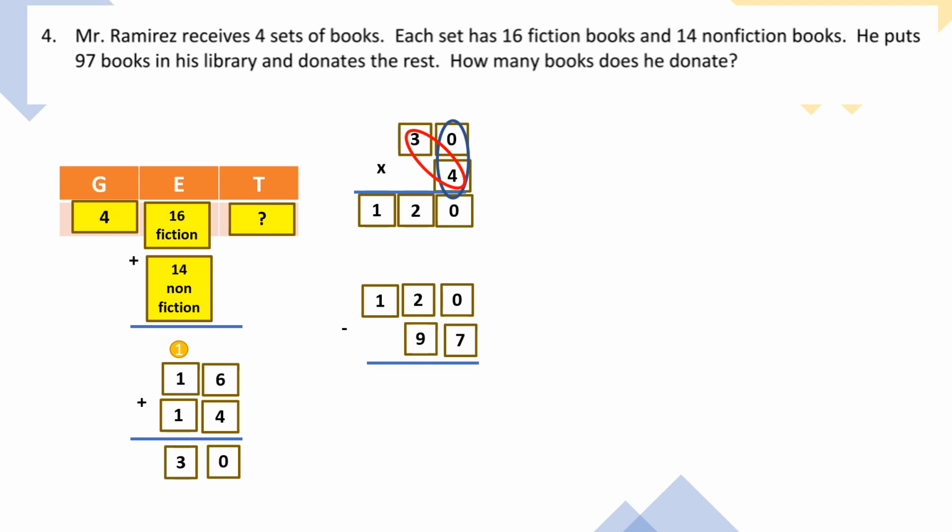Okay, now let's solve. We're going to start with the ones place. 0 minus 7. Well, if I hold up no fingers and I try to subtract 7 fingers, I can't do that. So I'm going to have to go next door. So I'm going to turn that 2 in the tens place into a 1 because I borrowed a whole 10. And now in my ones place, I have a 10. I can start solving. Okay, 10 minus 7 is 3.